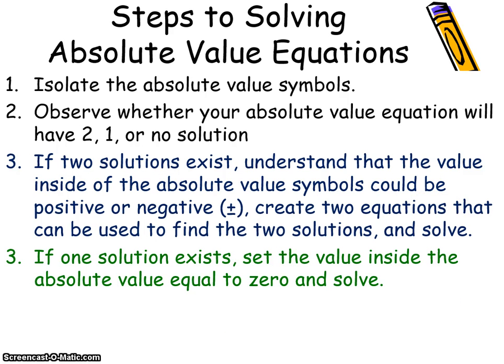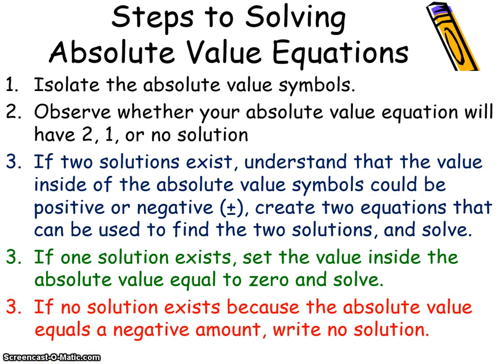Then solve them, meaning use the order of operations. Now, if you observe that there will be one solution because it equals 0, then this is step 3. If one solution exists, set the value inside the absolute value equal to 0 and solve. And last, if you observe that there is no solution, which would mean it equals a negative number, then write no solution because distance can never be negative.